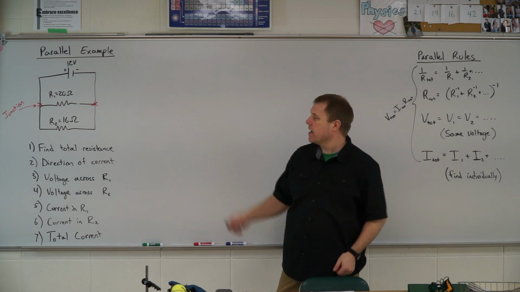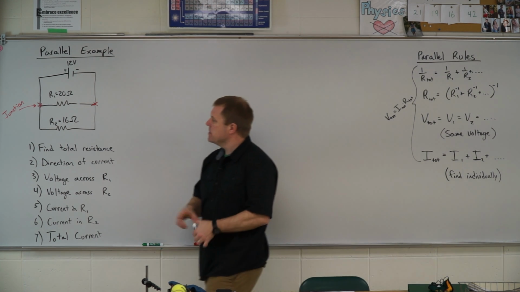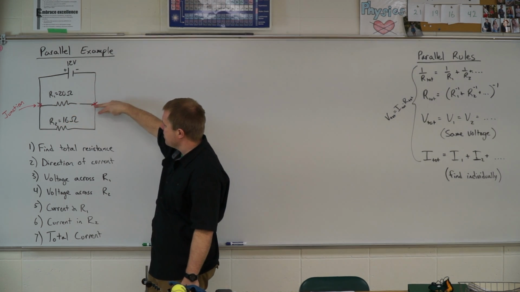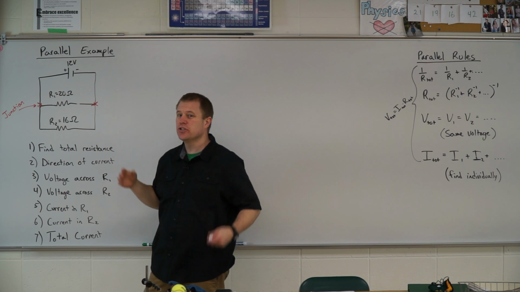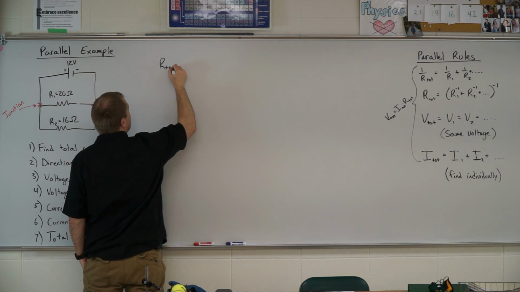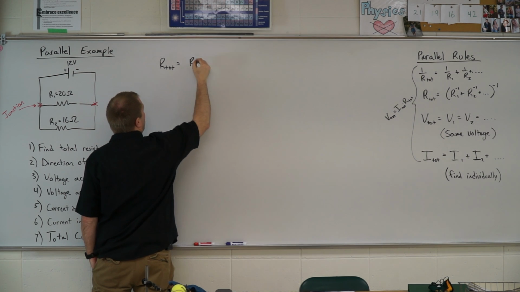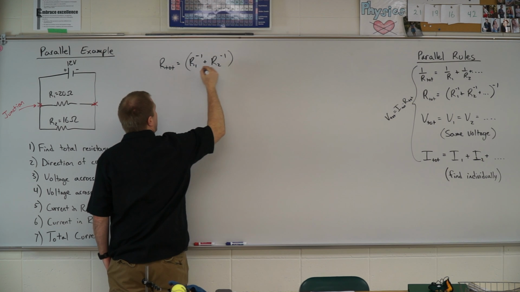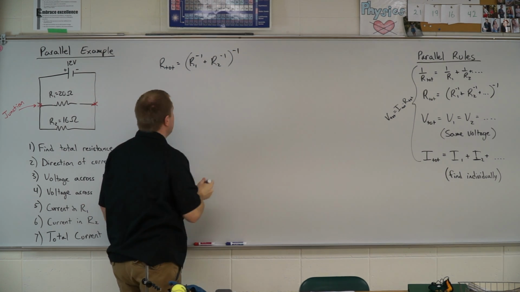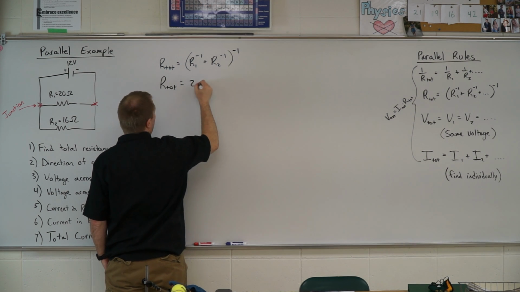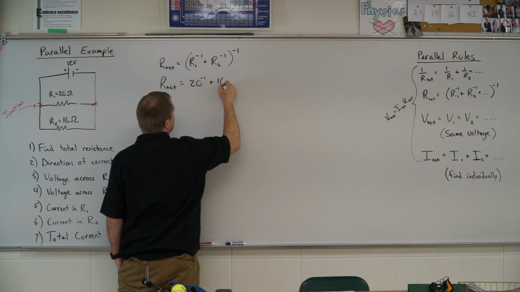So we have already gone through that, identifying that this is in parallel because we have a junction and we have one resistor per path and multiple paths between junctions. We're in parallel. And so I'm going to go ahead and say R total is equal to R1 inverse plus R2 inverse, and inverse that. So I'm going to type that on my calculator as R total is equal to 20 inverse plus 16 inverse.